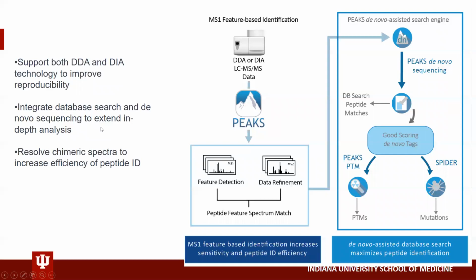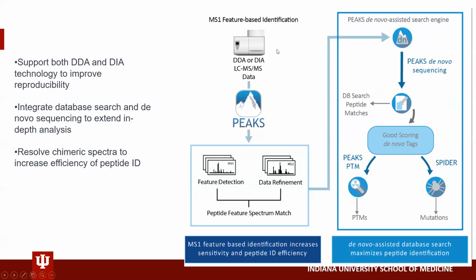And it integrates the database and de novo search to extend your data analysis. And it says they're really focused on resolving these chimeric spectra, and that's when there are multiple peaks that have been selected in a single precursor scan. Generally speaking, we use a really strong cutoff to exclude chimeric spectra because it can be very complicated to match fragment ions back to specific precursor ions. But Peaks uses a slightly different algorithm.